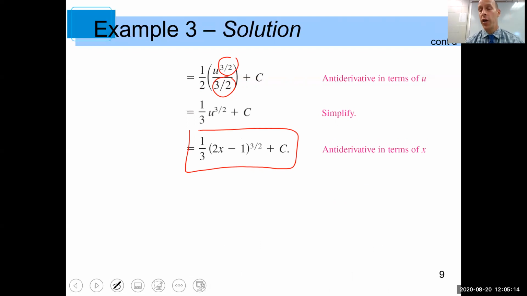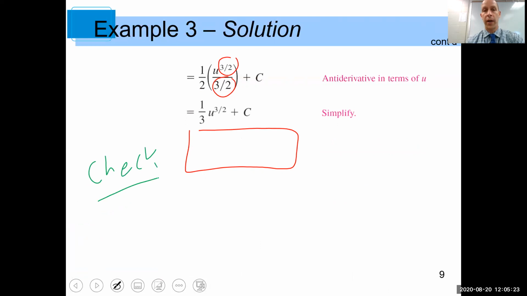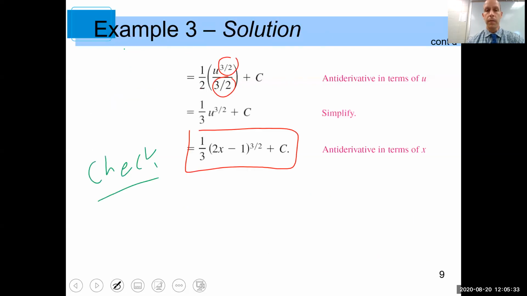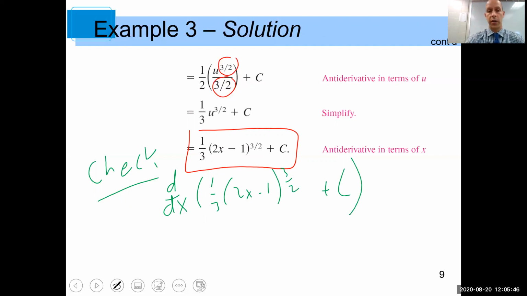And again, if we wanted to check this, we could just differentiate it. Maybe I'll do that right now. So let's just do a check on this. And I will just go back real quick and recall that this was our original problem: the integral of the square root of 2x minus 1 dx. So I'm going to do the derivative of this. So I'm doing the derivative of 1/3 (2x minus 1) to the 3/2 plus c. And of course, the derivative of c is 0, so I'm not too worried about that.